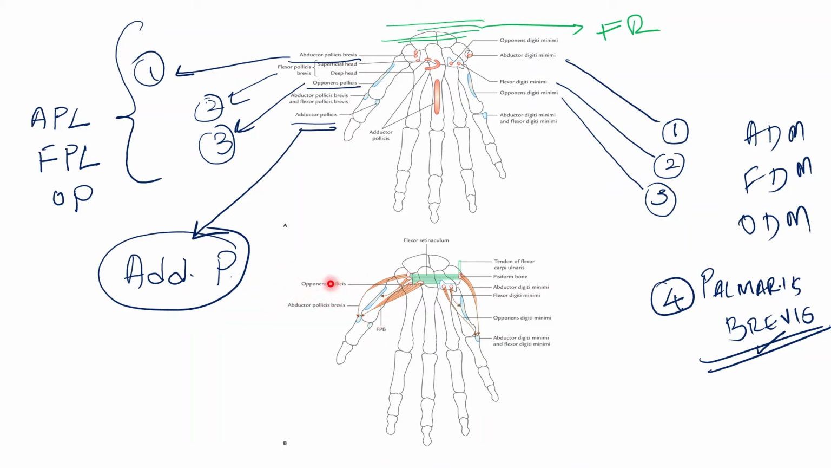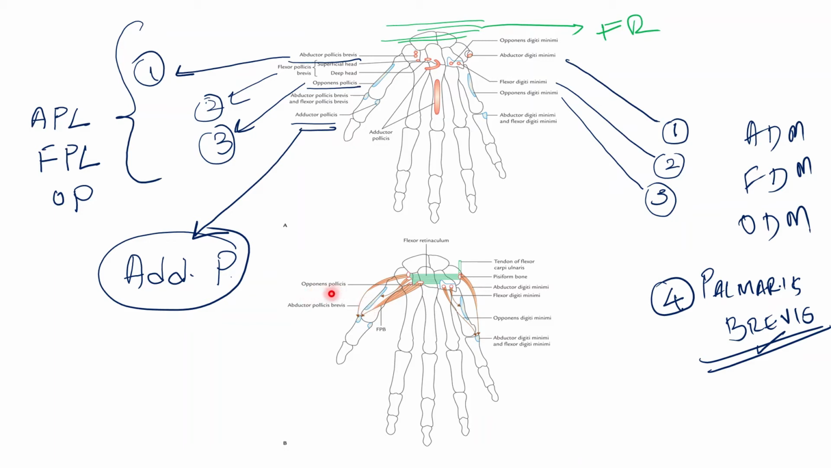The opponens pollicis takes its origin from the flexor retinaculum as well as the trapezium bone. The crest of the trapezium and the flexor retinaculum give attachment to the opponens pollicis. From this point of origin, the muscle is directed distally to end up in the first metacarpal, the palmar surface of the shaft of the first metacarpal on its radial side, which gives the insertion to the muscle.